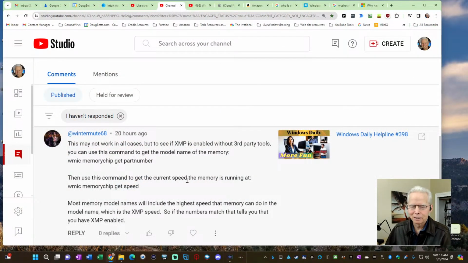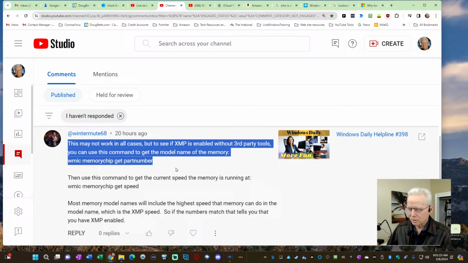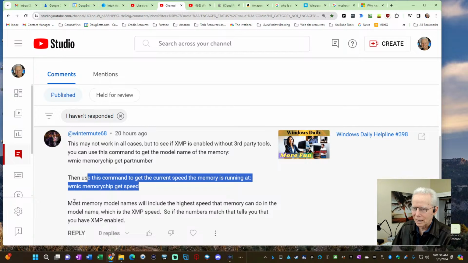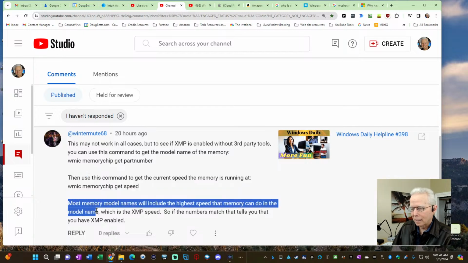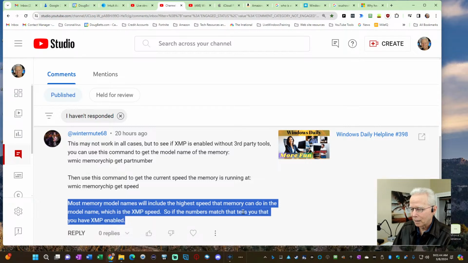Here's a comment from Wintermeat yesterday. This may not work in all cases, but to see if XMP is enabled without third-party tools, you can use this command to get the model name of the memory, so a WMIC command. Then use this command to get the current speed the memory is running at, a WMIC memorychip get speed, and then most model memory names will include the highest speed that memory can do in the model name, which is the XMP speed. So now it's most model names, not all of them. So if the numbers match, that tells you that you have XMP enabled. So that's still just a way to deduce or to figure out if XMP is enabled.